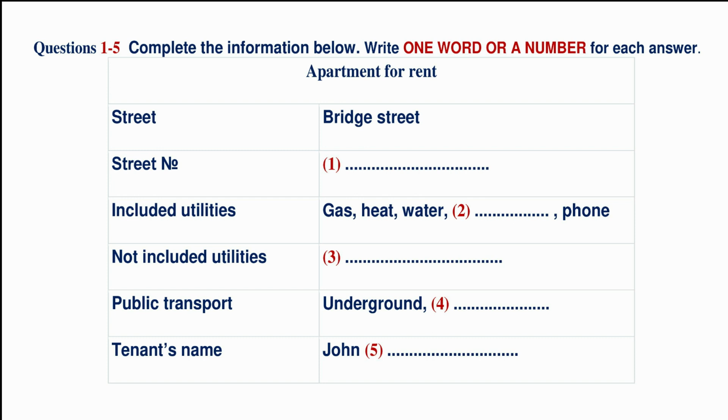Great. And what about the internet? Unfortunately, the internet is not connected. But you shouldn't worry about that. If you wish, you can contact the local providers to set up the connection. Okay. And what kind of public transport is near the apartment? It is very close to public transport. Both underground and bus station are about 2 blocks away.